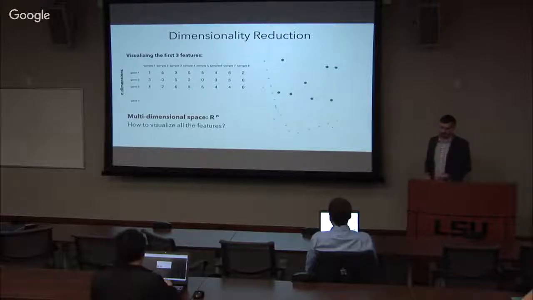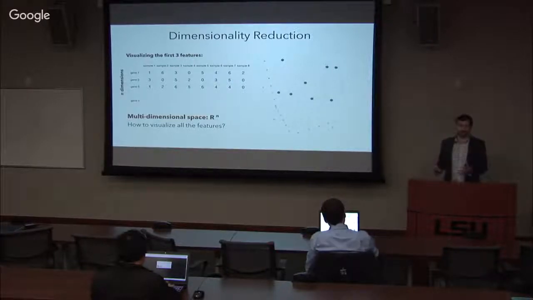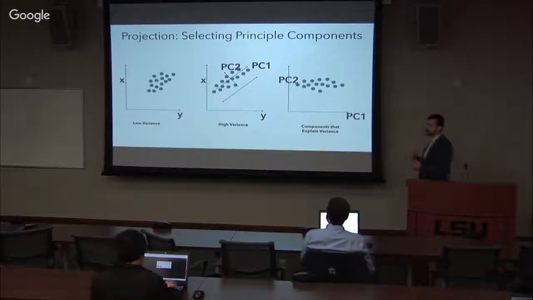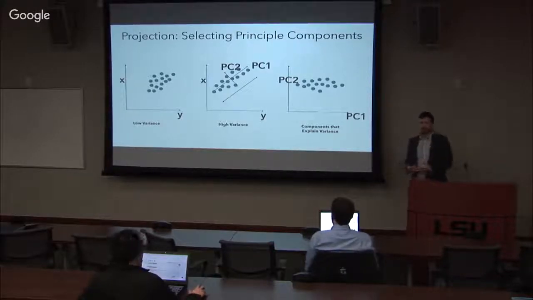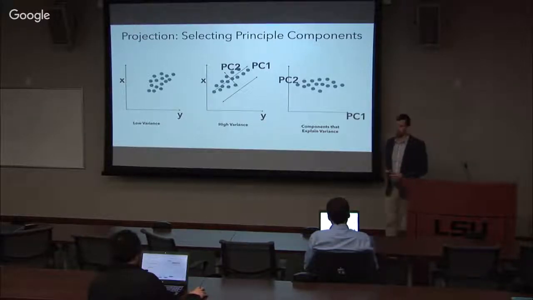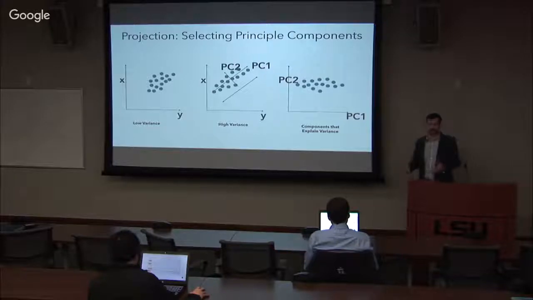That's the question. So the dimensions, or the features over here on the side, the genes, need to all be represented into something that is visually interpretable for us. So the way to do this is to try to create a new set of dimensions based on variance in our data. And those are going to be called principal components. So if we have low variance, it is not interesting to us. If we have high variance, we want to focus on the high variance.